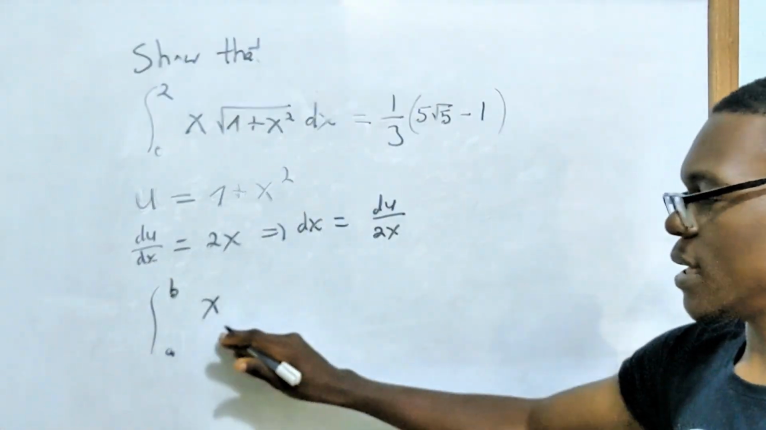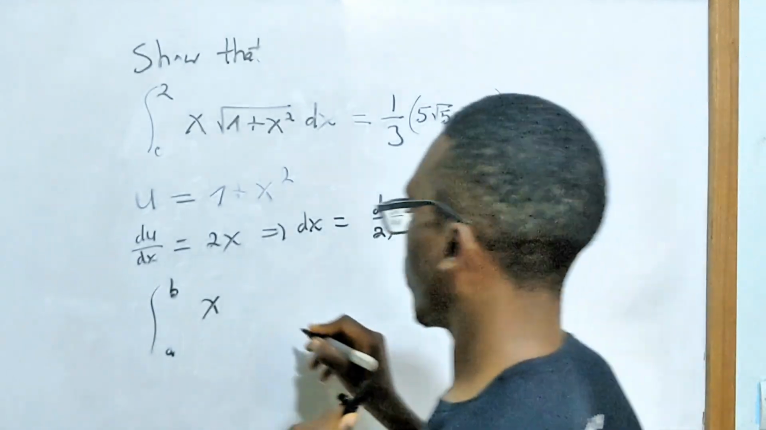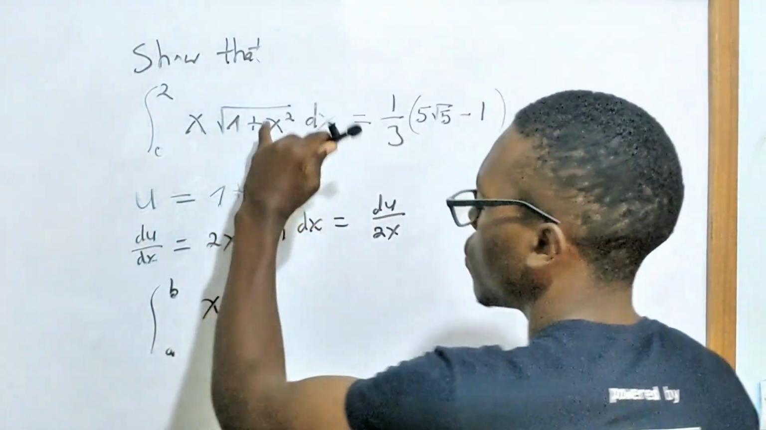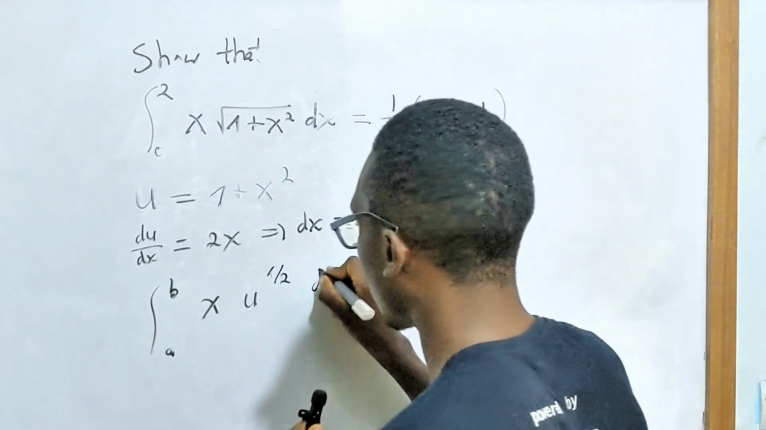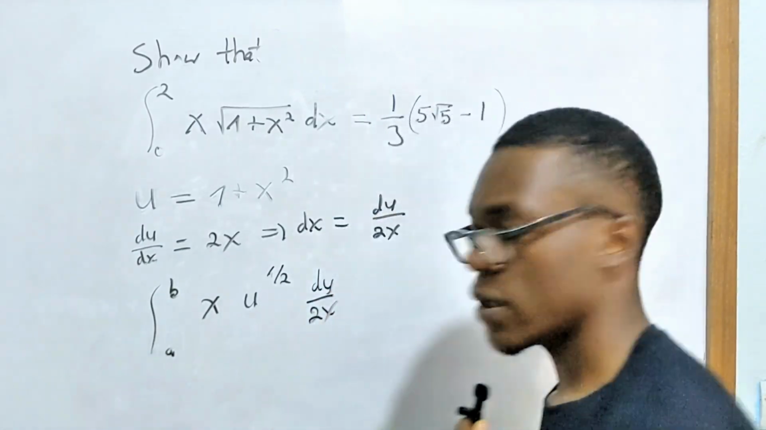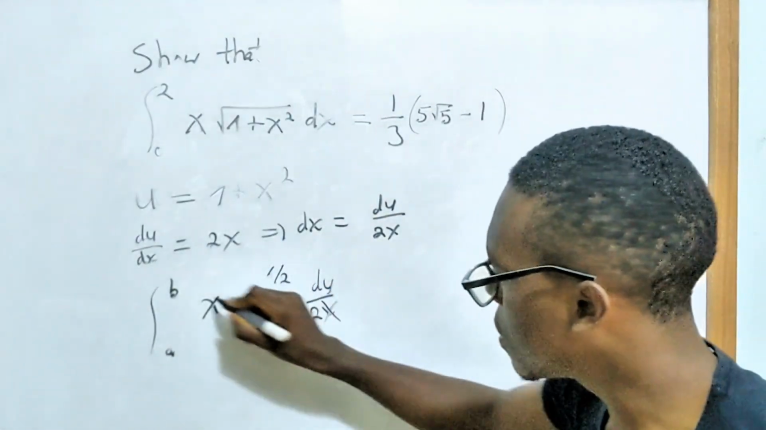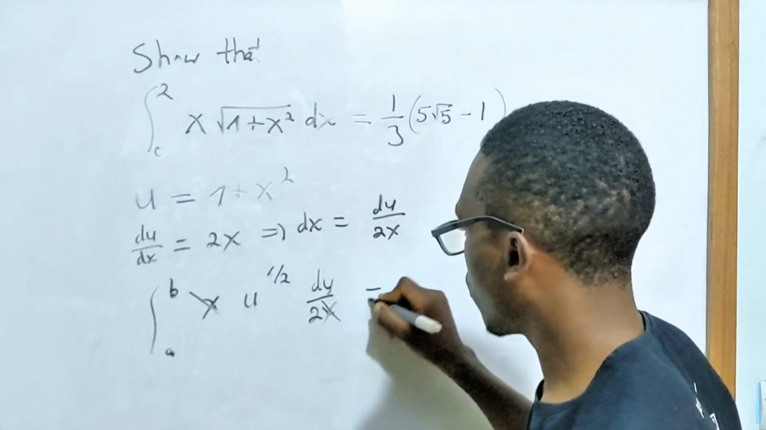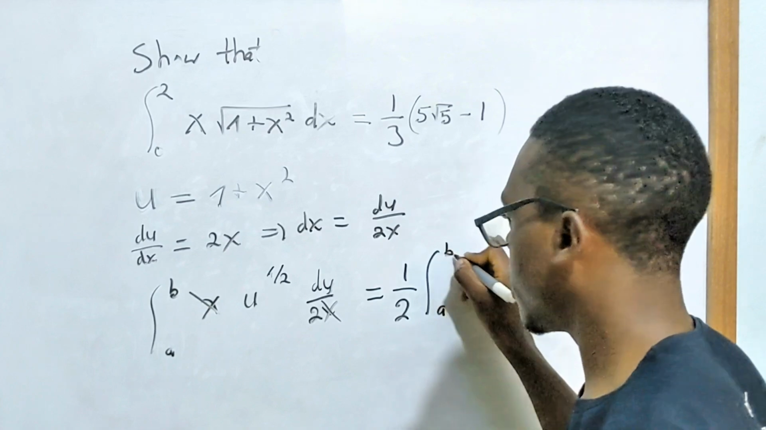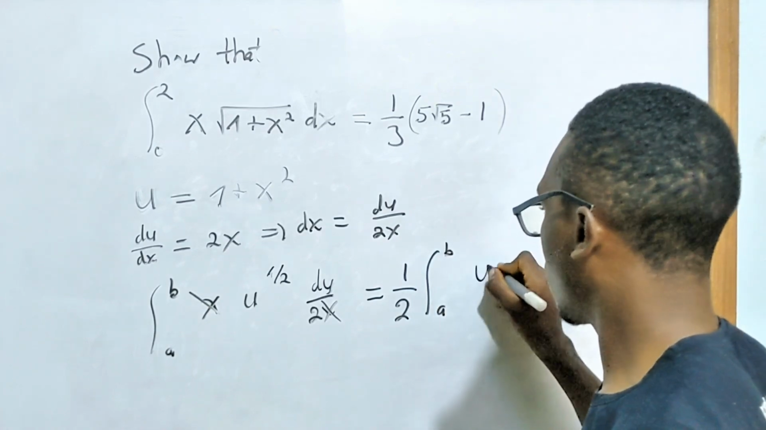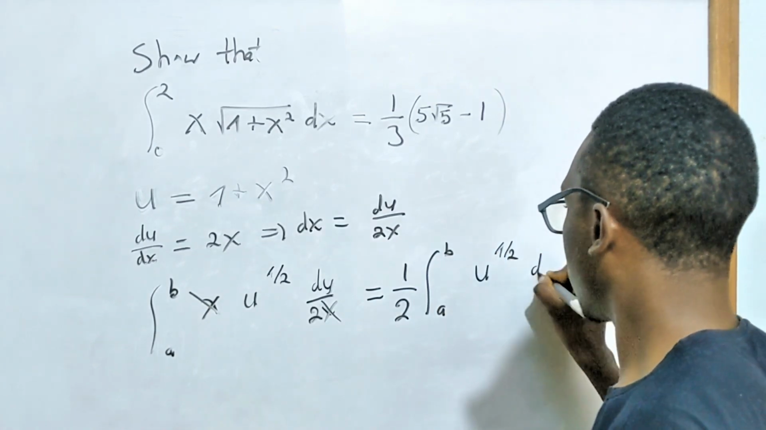Ask yourself what this x means here. Just keep it for now. u to the power what? The square root of that is u to the power half. dx is du over 2x. At this point, this x and this 2x will cancel, and you're going to be left with half the integral from a to b of u to the power half du.